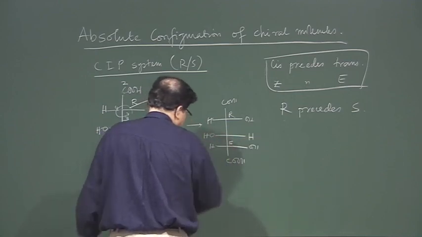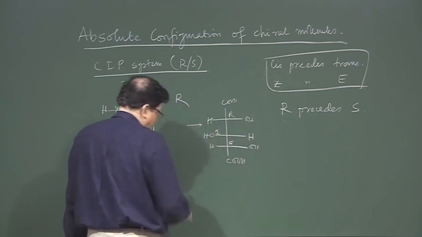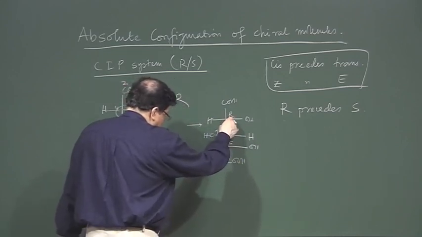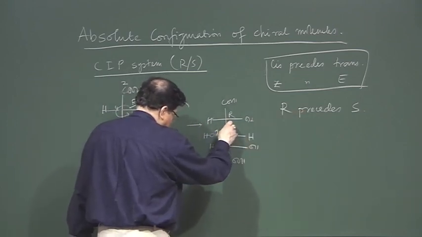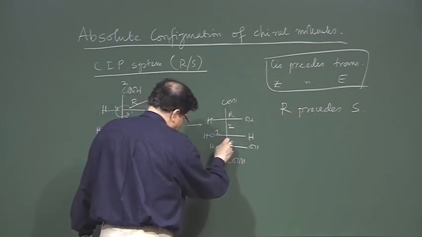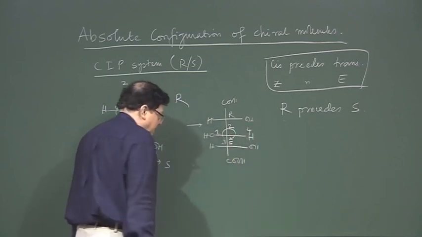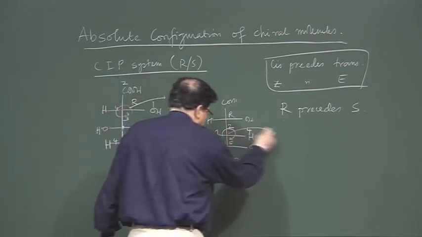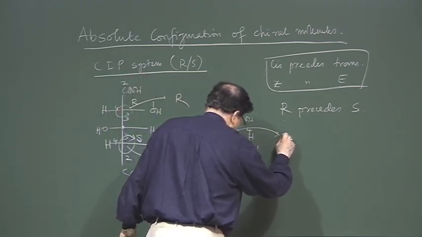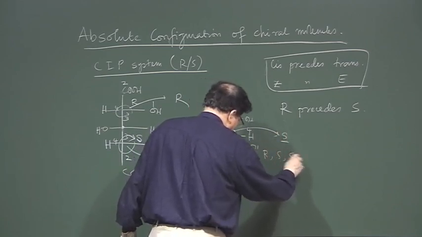So, now what is the configuration of this? This will be your number 1, that is the highest atomic number, then comes either this or that, but since R precedes S, R gets preference over S. So, this will be 2 and that will be 3 and the hydrogen will be 4. So, 1, 2, 3 looks like R, but because the hydrogen is on the horizontal side, the configuration is S. Okay. So, this is an R S S compound.